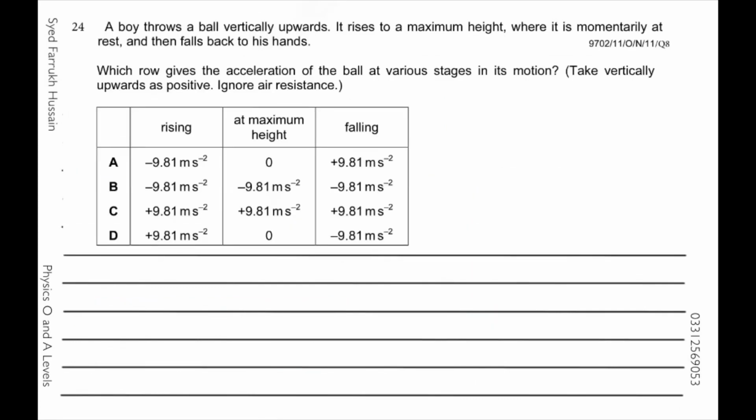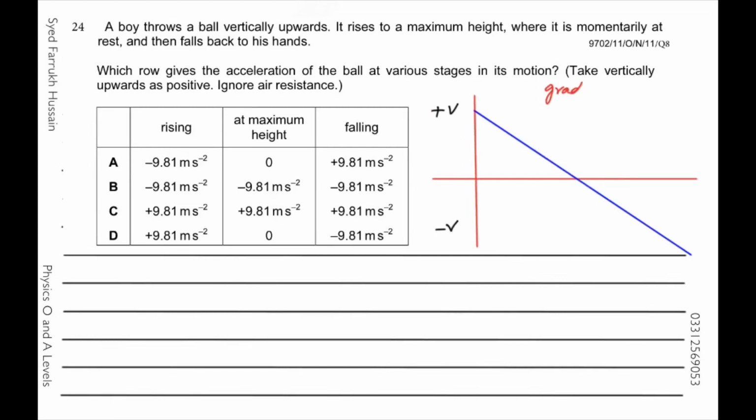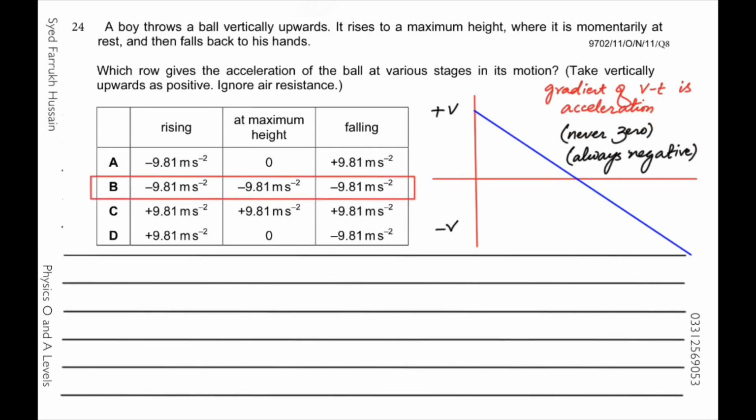In this case, you have to find the acceleration of the object when rising, when at maximum height, and when the object is falling. If you make the graph of the journey of the object, the vt graph, it will be like this. The gradient of the vt graph is acceleration, and as you can see, the gradient is always constant and negative, so it will be minus 9.81 meters per second square, and it is never 0 because the gradient is never 0.